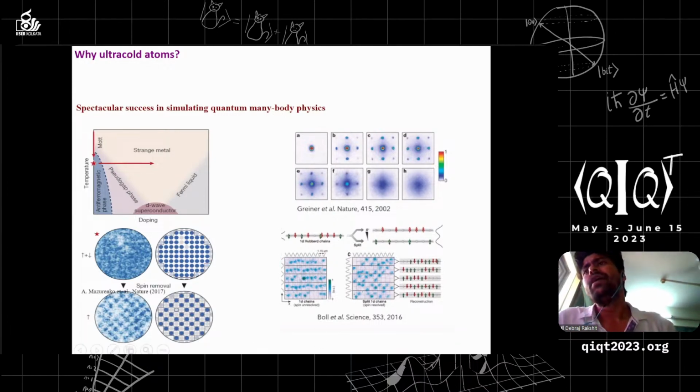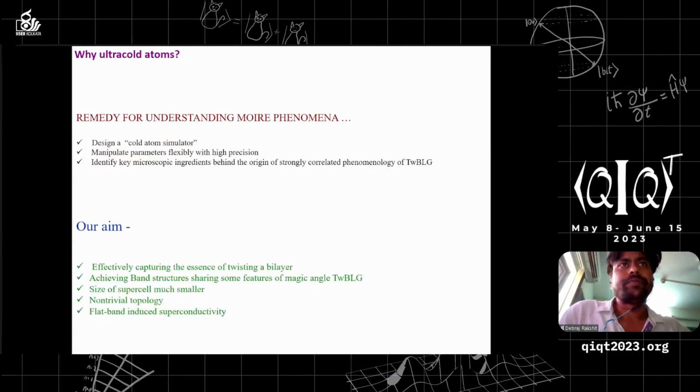For example, localization like Anderson localization, but by some quasi-periodicity, that has been studied, or many-body localization has been studied in these systems. So many things have been studied and confirmed through ultracold simulations. So this is the background of ultracold simulations. Now, I hope that you remember what I was talking about.